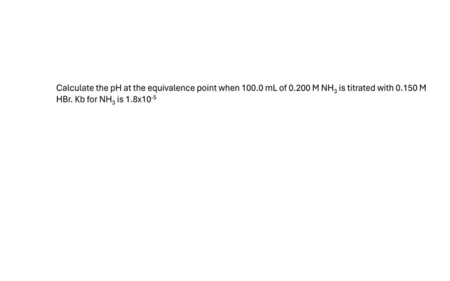So we're gonna calculate the pH at the equivalence point. So that's something to recognize. When 0.2 molar ammonia is titrated with 0.15 molar HBr. Okay, so HBr is our strong acid. We're given Kb for the ammonia. And our first thing to figure out is the volume required to reach the equivalence point.